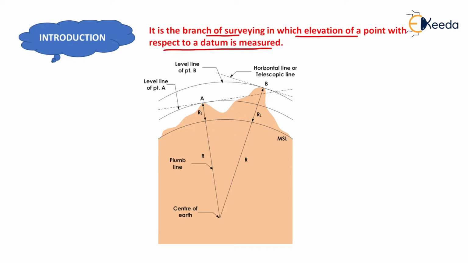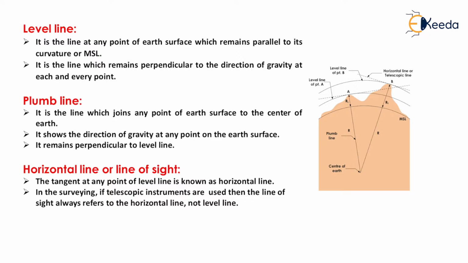It means that in this leveling topic, we will measure the particular elevation of any point on the Earth's surface with respect to a fixed datum. Generally, our datum is mean sea level. So, the calculation of elevation of any particular point on the Earth's surface with respect to any fixed datum is known as leveling. Now, we will see one by one each and every part of leveling.